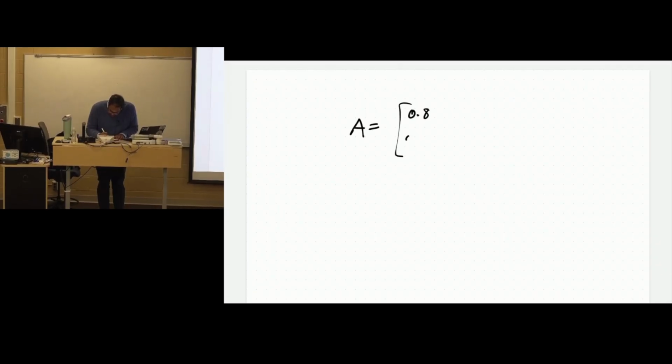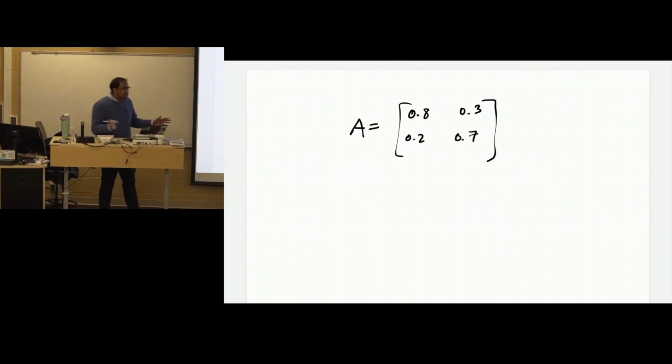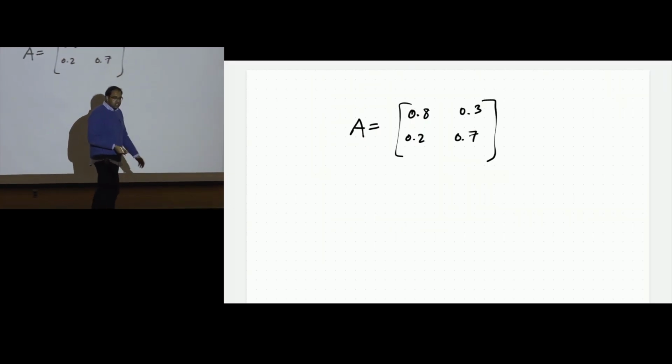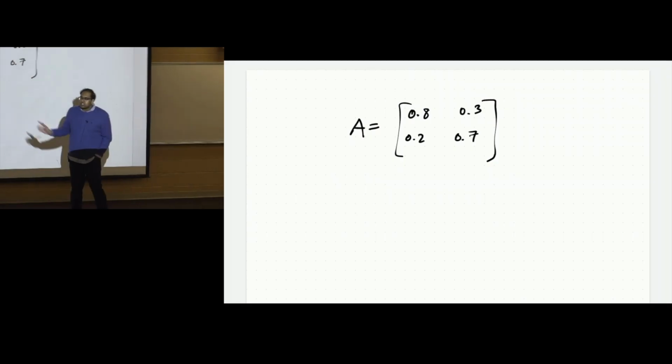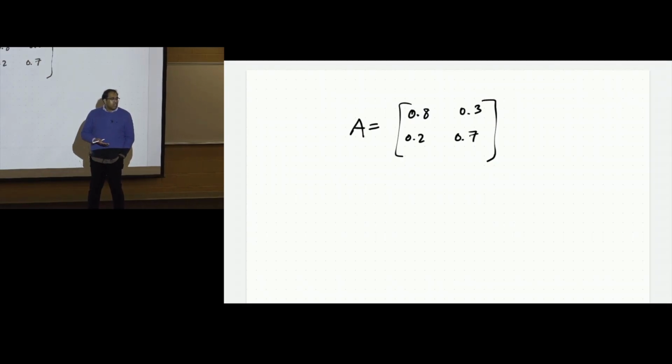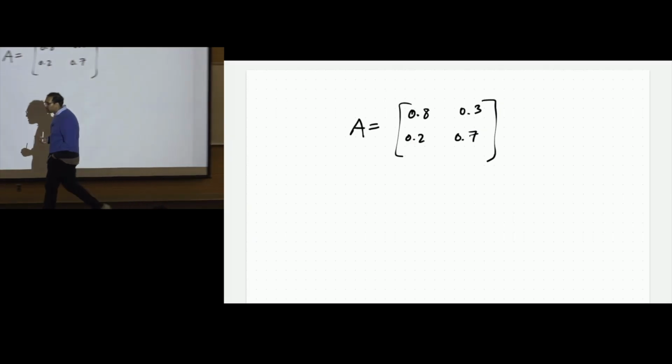0.8, 0.2, 0.3, 0.7. Remember, what does this have to do with my question of, in the long run, what percentage of the time does Michigan win? Well, what I can use this adjacency matrix to do is simulate the universe. Let's pretend we're going back to prehistoric times. In year k equals 0, let's just pretend Michigan wins. We start with 1, 0, okay?